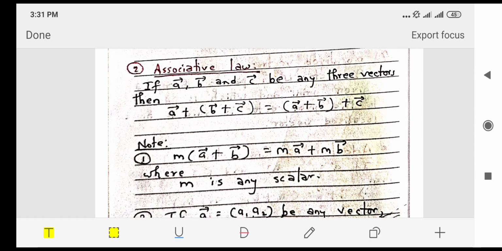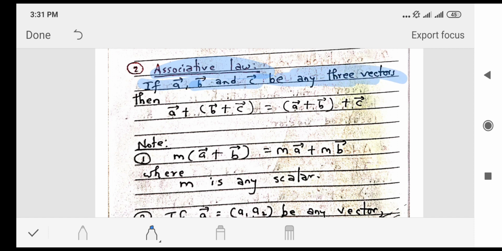Similarly, let's go to our next law, that is the associative law, or associative property. If vector A, vector B and vector C are any three vectors, then vector A plus, in brackets, vector B plus vector C will be equal to, in brackets, vector A plus vector B, plus vector C. This type of law is called the associative law.